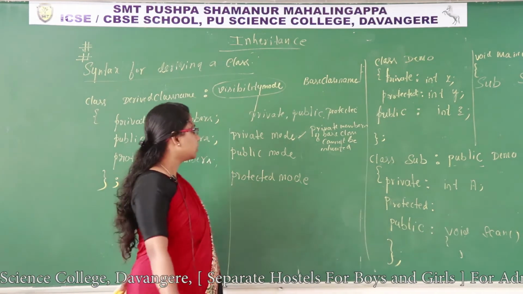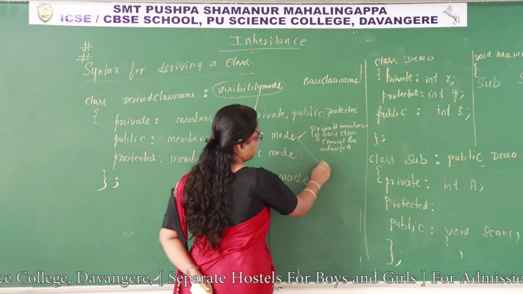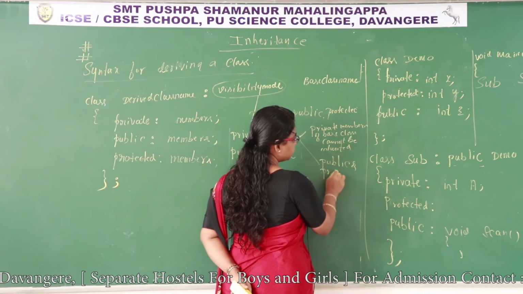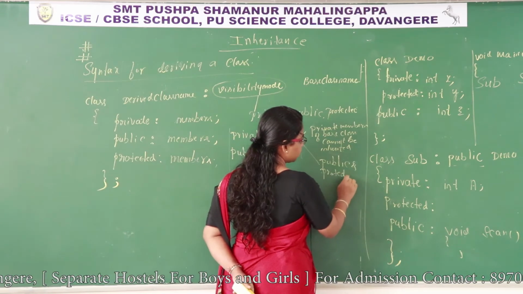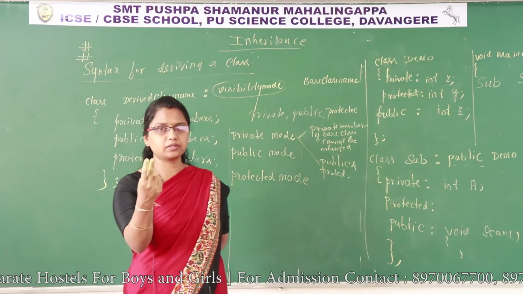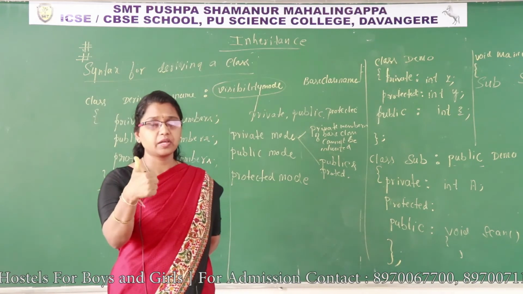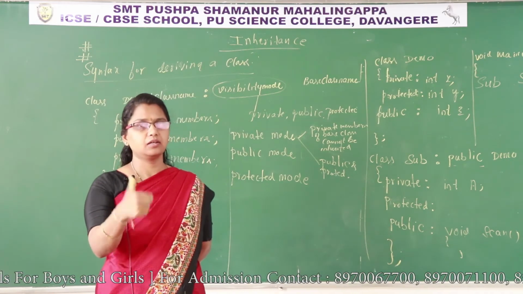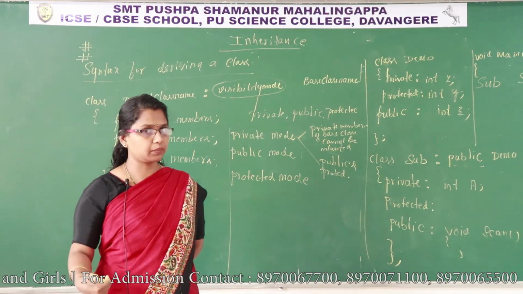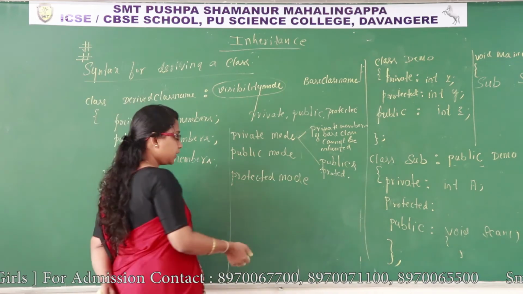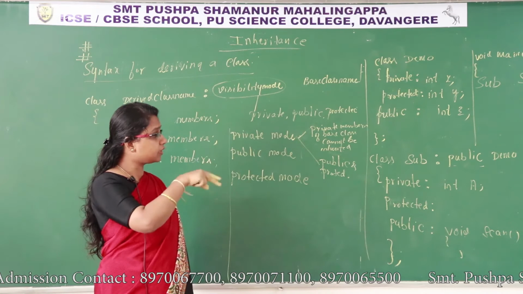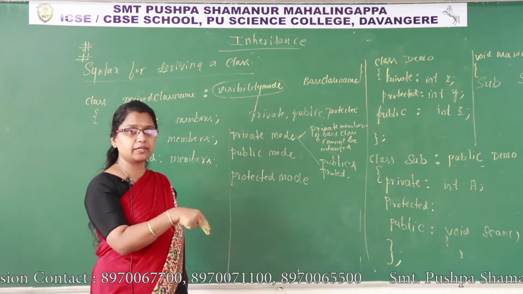Understood? So public and protected members. Two statements you have to understand right now. First, private members cannot be inherited. Public and protected members will be inherited to the derived class. Okay. After inheriting in the derived class, whether they have become private data or public data or protected data, that is the question.